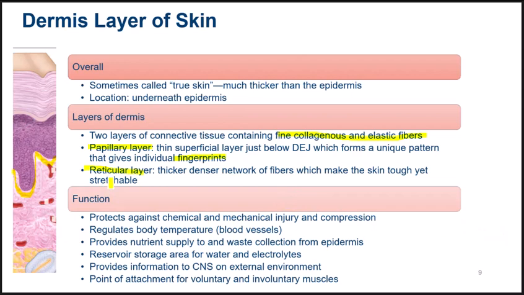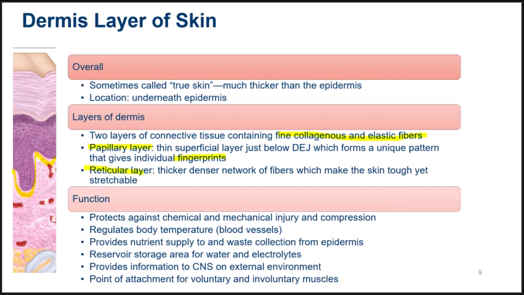The reticular layer below it is thicker. It's going to contribute a lot to what makes your skin tough, but it's also stretchable, and that's because it has some elastic fibers in it as well. It's this layer in animals that, when they're commercially processed, forms leather.